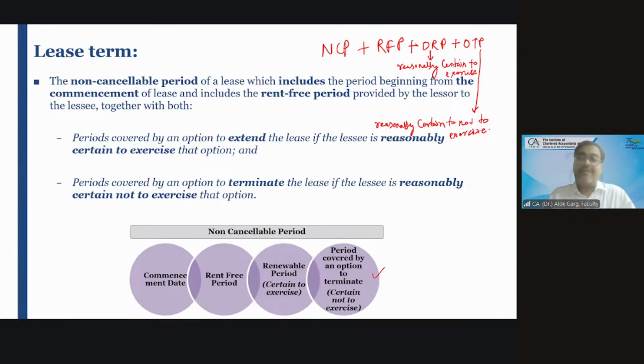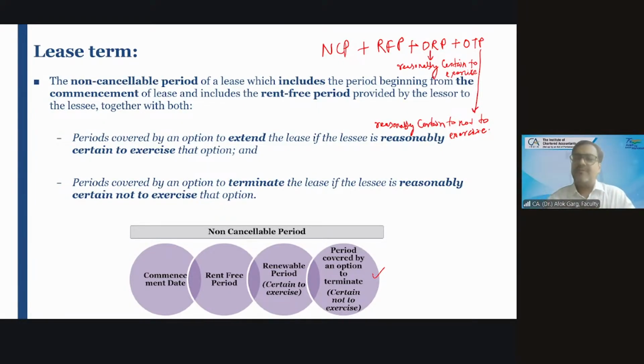Friends, now let's come to one of the very important legs. We talked about the right to control the use of the asset. We talked about the identified asset. Now we are talking about the period of time, meaning lease term. What is meant by lease term?